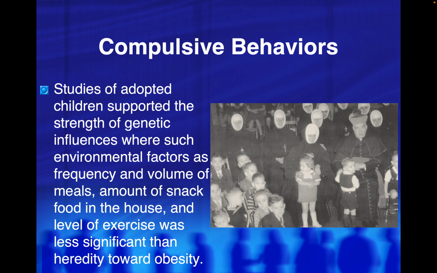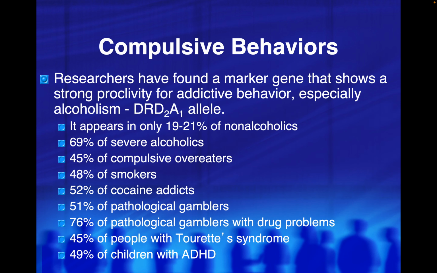Studies of adopted children supported the strength of genetic influences, where such environmental factors as frequency and volume of meals, amount of snack food in the house, and level of exercise were less significant than heredity toward obesity. Researchers have found a marker gene that shows a strong proclivity for addictive behavior, especially alcoholism, and we have seen it before, the DRD2A1 allele.